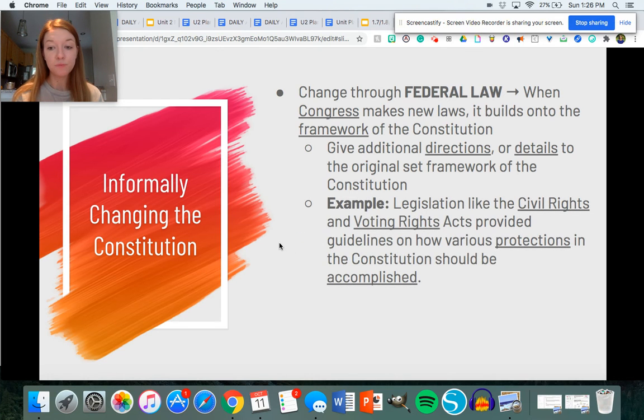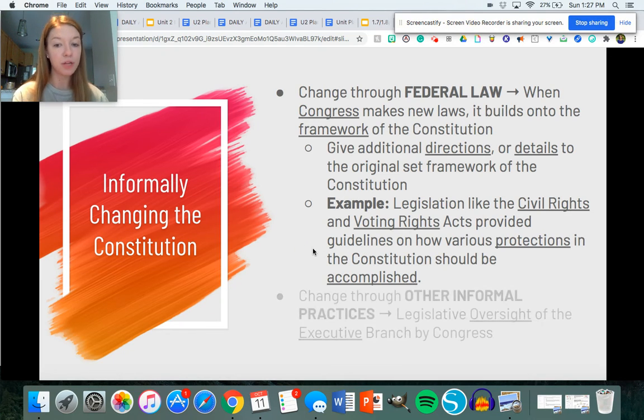So, for example, legislation like the Civil Rights and Voting Acts provide guidelines on how protections in the Constitution should be accomplished, right? The Constitution has limited government in it, right? It prevents the government from doing things. Certain amendments prohibit people from being discriminated against. These laws that Congress makes provide guidelines as to how that should be accomplished.